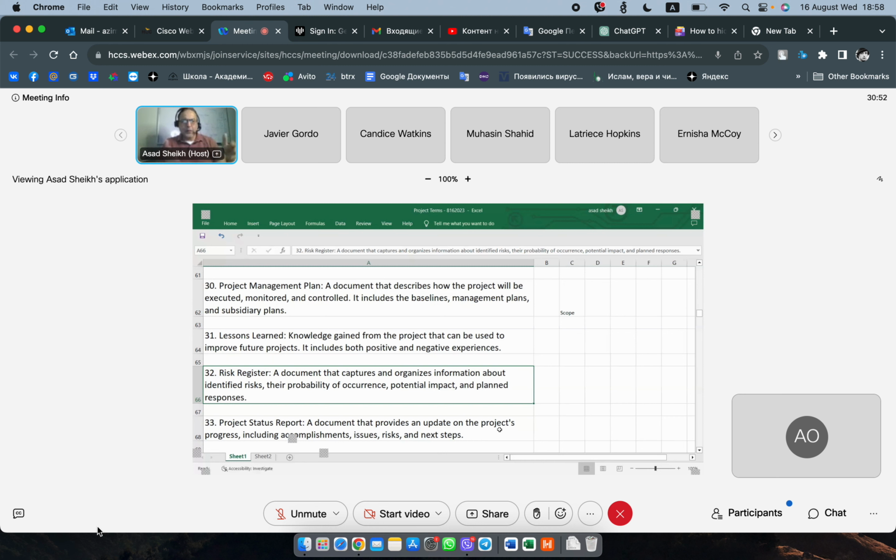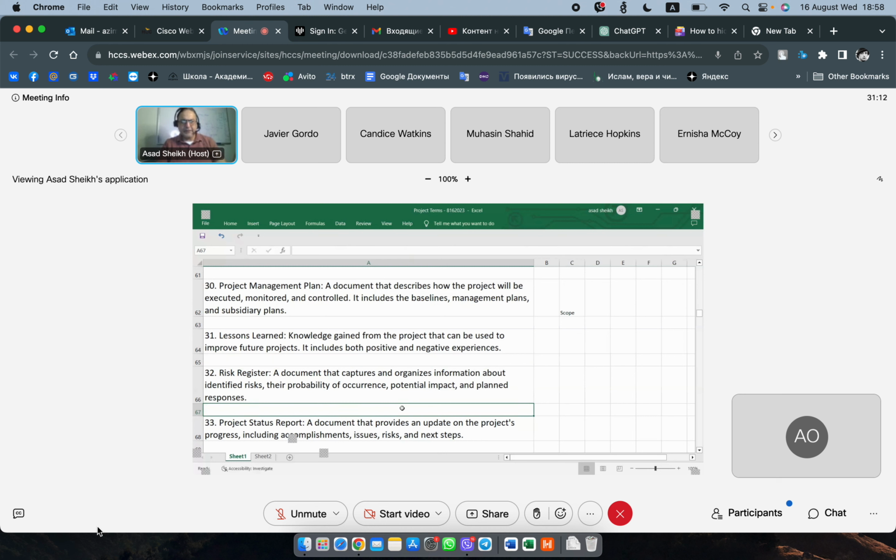So what exactly are you going to document? You're going to first of all have to identify the risk, and once we go through the chapter, we're going to identify, then we're going to figure out the probability of this happening, potential impact, and then response. So those are the things that really constitute your risk register components.